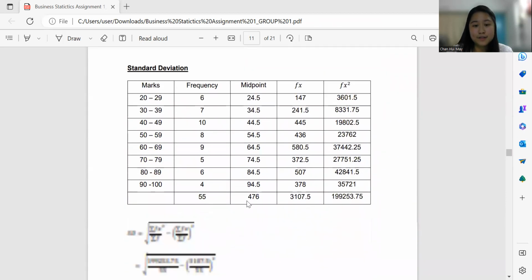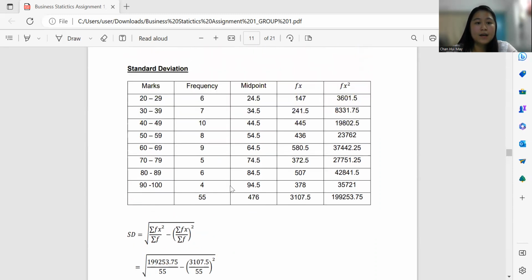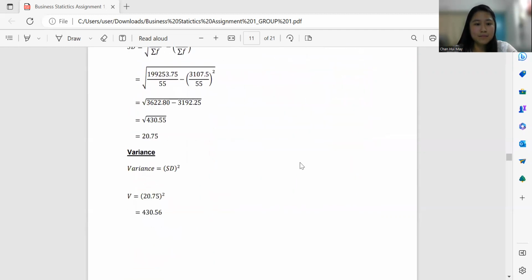Next is standard deviation. For the standard deviation, the formula is square root of total of fx squared divided by total frequency, minus bracket total of fx divided by total of frequency, squared. We need to find the x squared, which means midpoint squared times frequency, then we will get the fx squared.